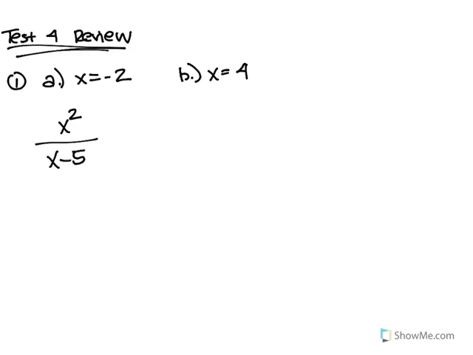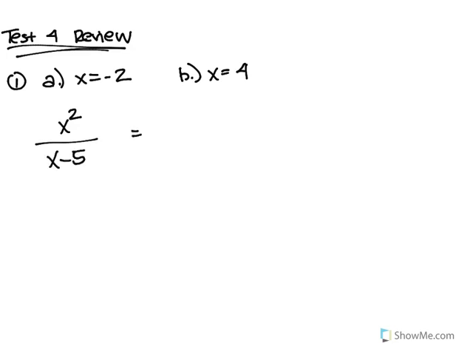All right, this is test 4 review for intermediate algebra. I'm going to work through your problems. So the first part says find the numerical value of each rational expression for A, x equals -2, and B, x equals 4. So this is just straight plug in.